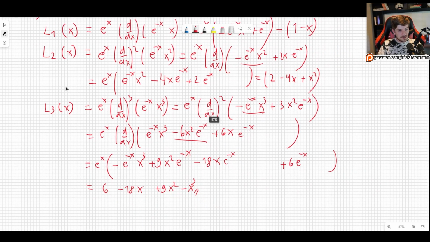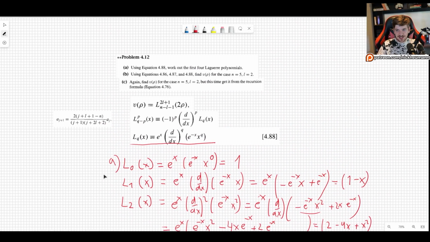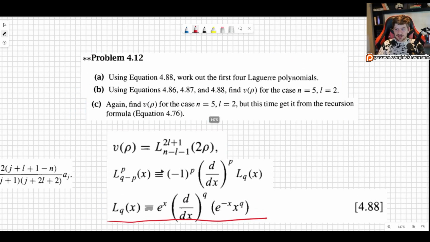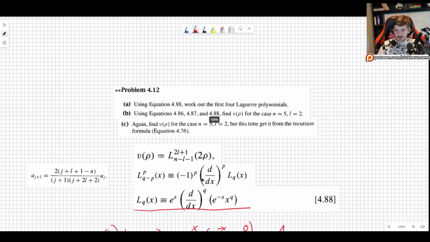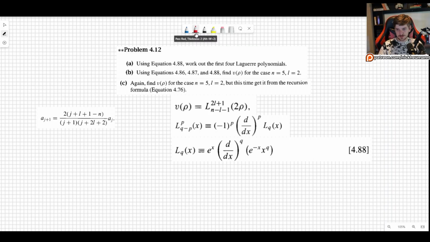So that is part A. As you can see, not particularly difficult. There's a lot of integrations, so make sure to go step by step and not make any silly mistakes. Then is part B. So here we want to use these three equations to find v of rho. Okay, so let me just clear some space, or actually maybe let's just move everything to the side.